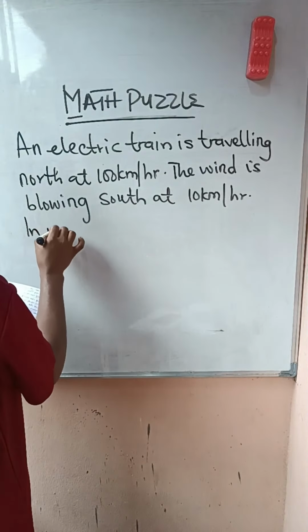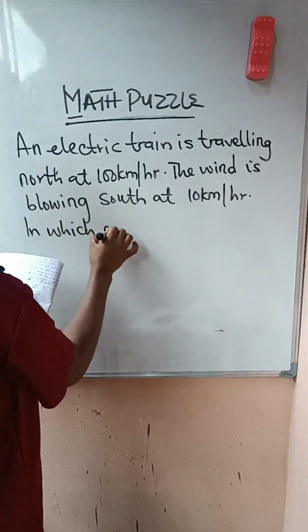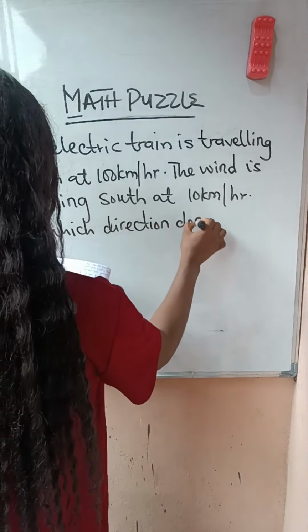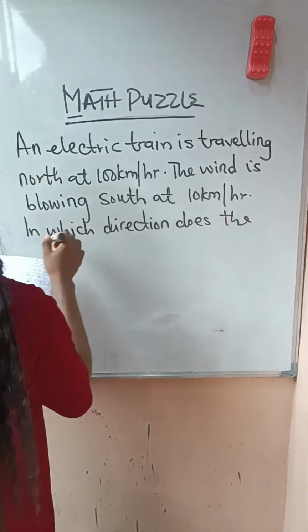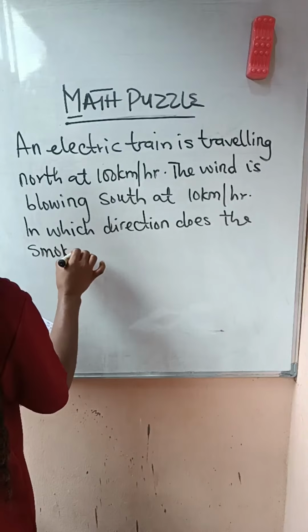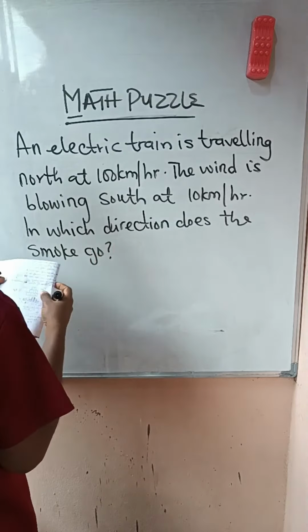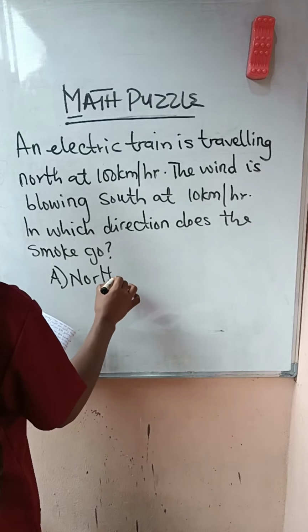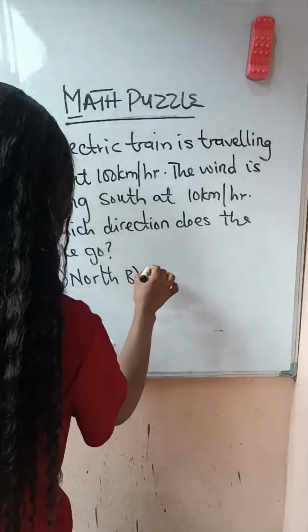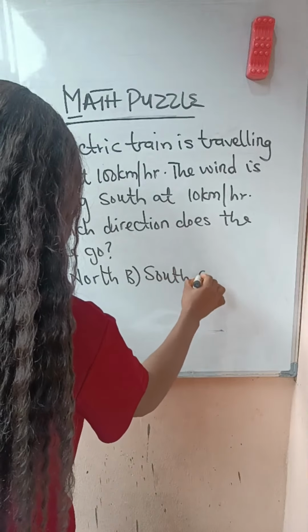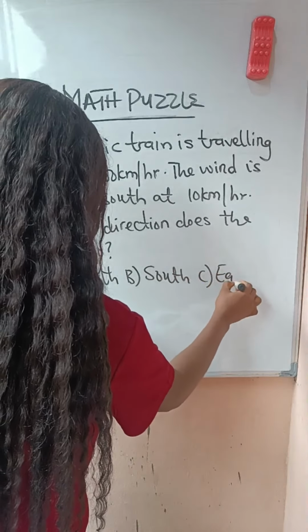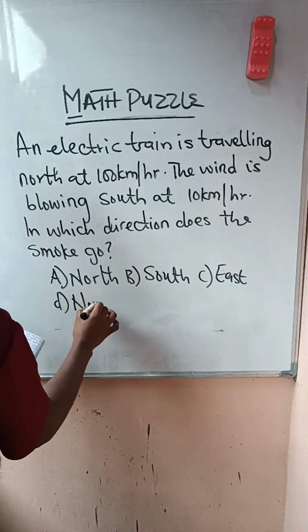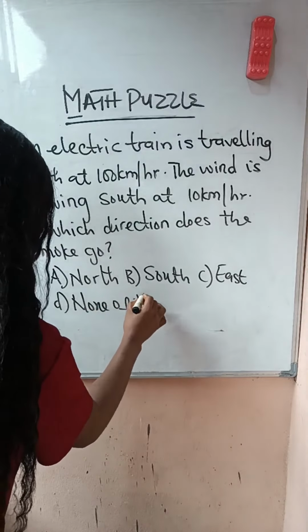The question now says, in which direction does the smoke go? Option A, north. Option B, south. Option C, east. Option D, none of the above.